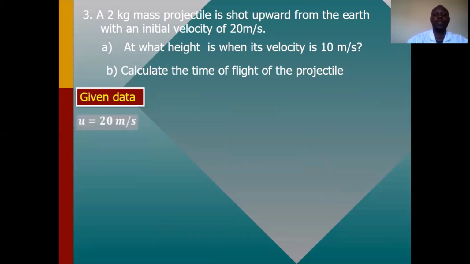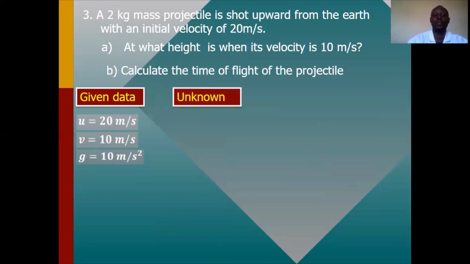Okay, so we are given the initial velocity, which is 20 meters per second. The final speed is 10 meters per second. The acceleration due to gravity is not given explicitly, but as you know, it is 10 meters per second squared. Unknown, we are asked to find the height and the time of flight.